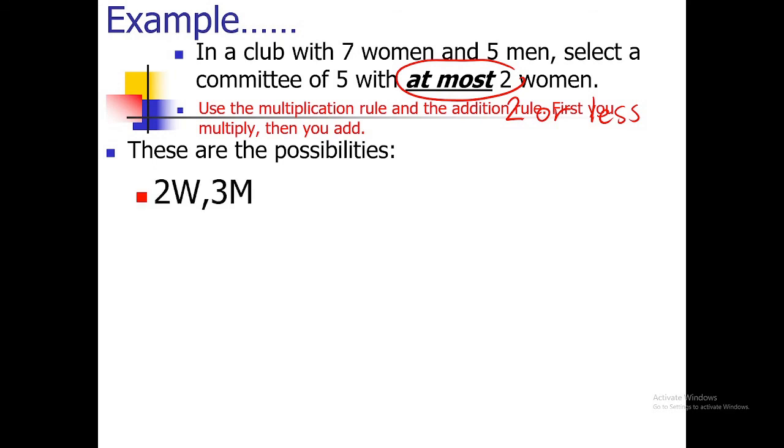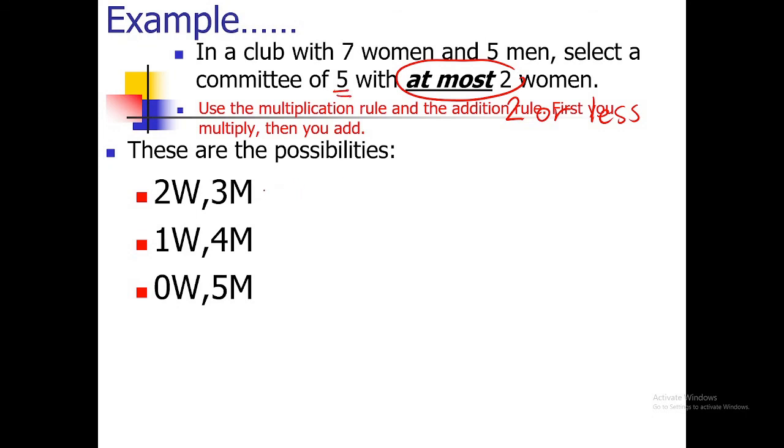3, sir. Okay, 2 women, 3 men. What will be the next scenario? 1 woman, sir. 1 woman, yeah, how many men? 4 men. 4. Good. And what is our last scenario? It can also be no women. When I say at most 2, it can be no women. So meaning, it can be 0 women. 0 women, 5 men. And I'm gonna stop there, because the committee has 5 members.